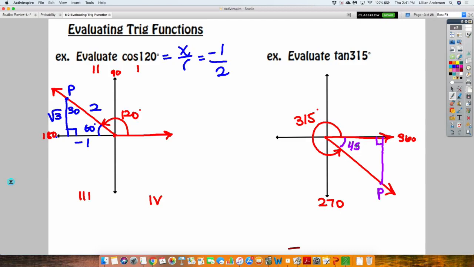Label the sides. 1 on the x-axis. y is -1, because it's below the x-axis, so it's negative. And then my hypotenuse? Square root of 2. So now that I have my sides labeled and I've adjusted my signs for the correct quadrant, tangent is y over x. What's my y value? And my x value? So the answer is -1.